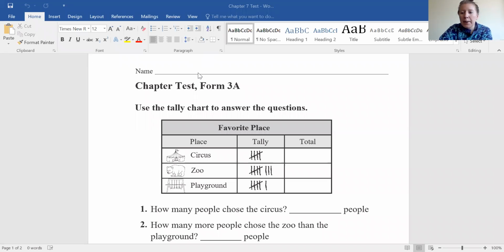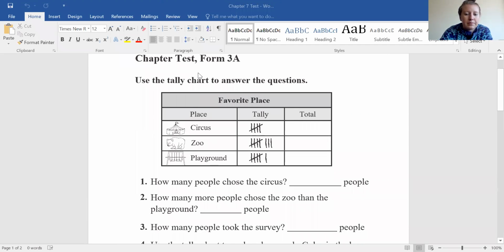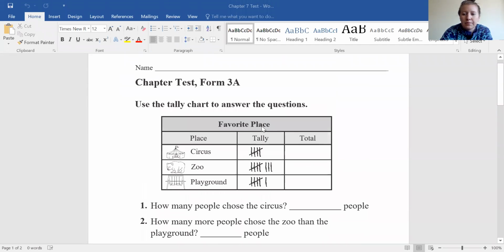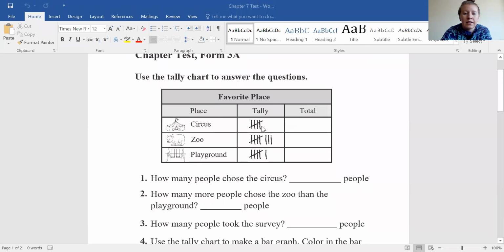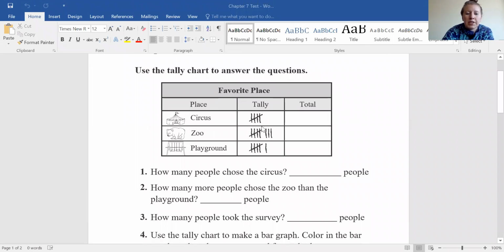So let me show you what it should look like. All right, here it is. So your name goes at the top. Awesome. So we're going to start here.